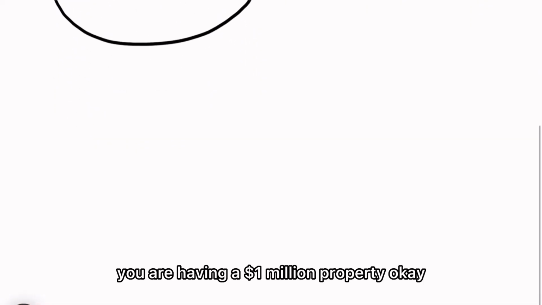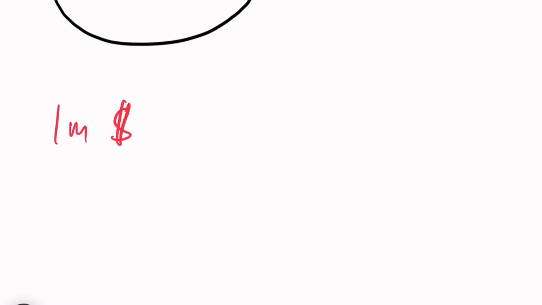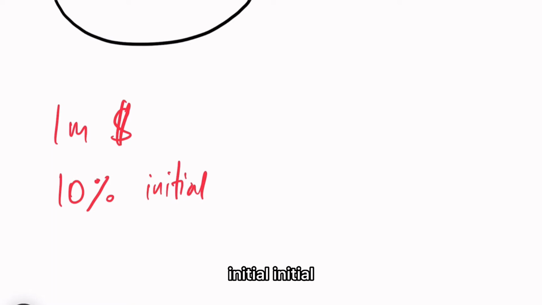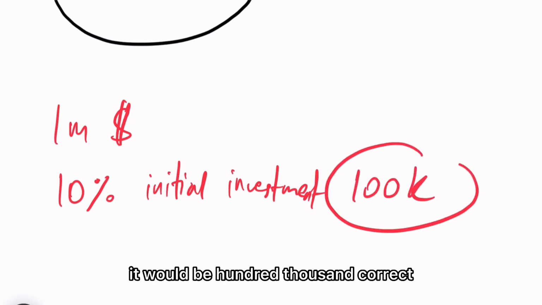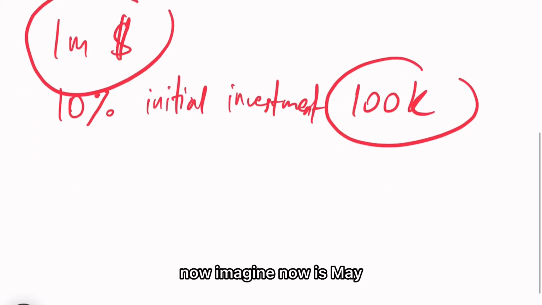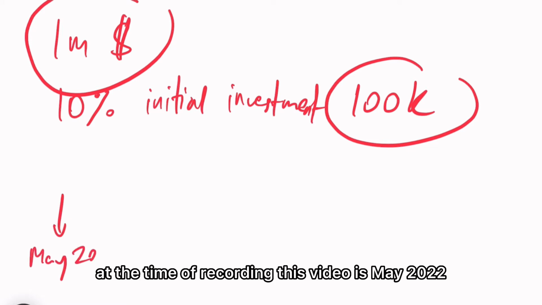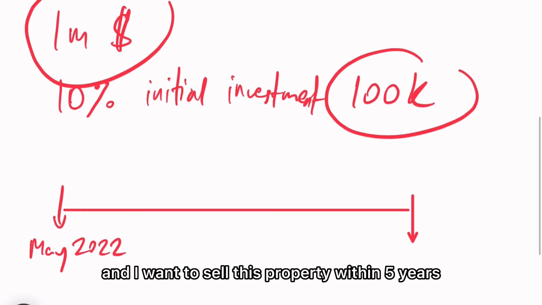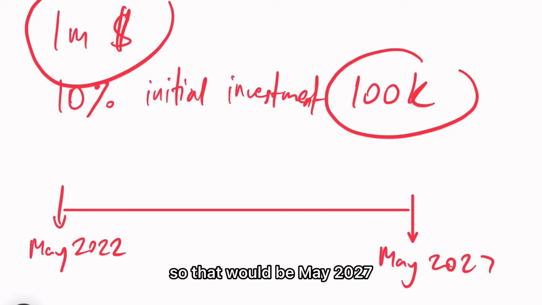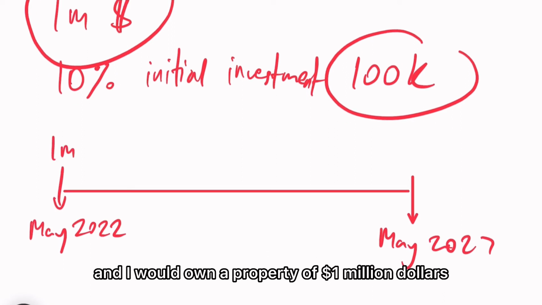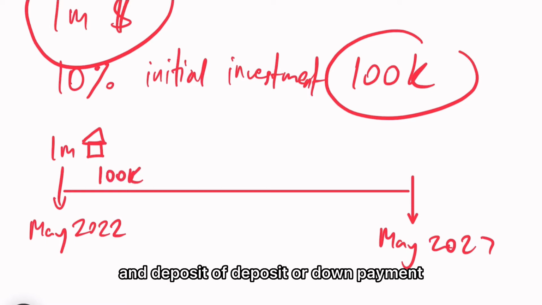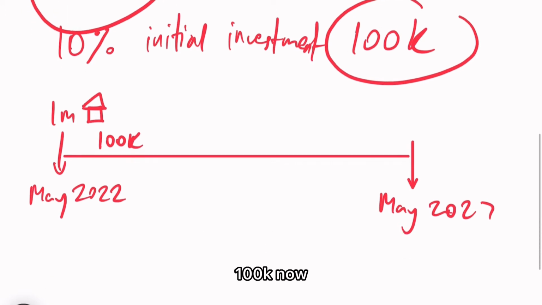Let's say you have a $1 million property, and you put a down payment of only 10%, the initial investment. So how much is your initial investment? It would be 100,000, correct? 100,000 for a $1 million property. Now imagine that now is May, at the time of recording this video, May 2022, and I would sell this property within 5 years, so that would be May 2027, correct? I would own a property of $1 million. Let's draw the small cute house, and a deposit or down payment or initial investment of 100k.